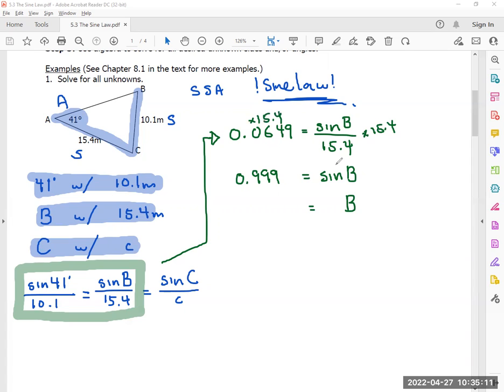Okay, so you want to pull the angle off of the ratio of the sine function. You are going to be doing the inverse sine of 0.999. And angle B, therefore, is going to be 87, I guess. Yeah, 87.437 degrees.